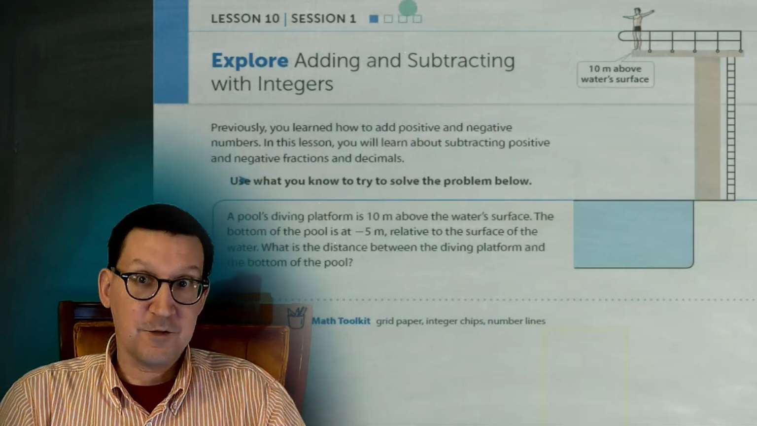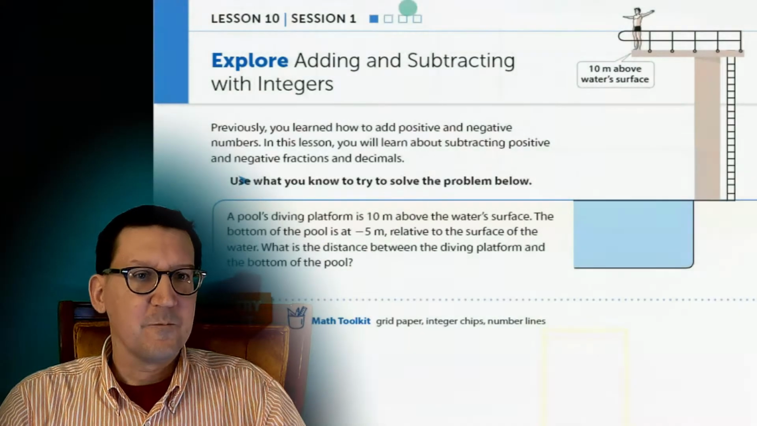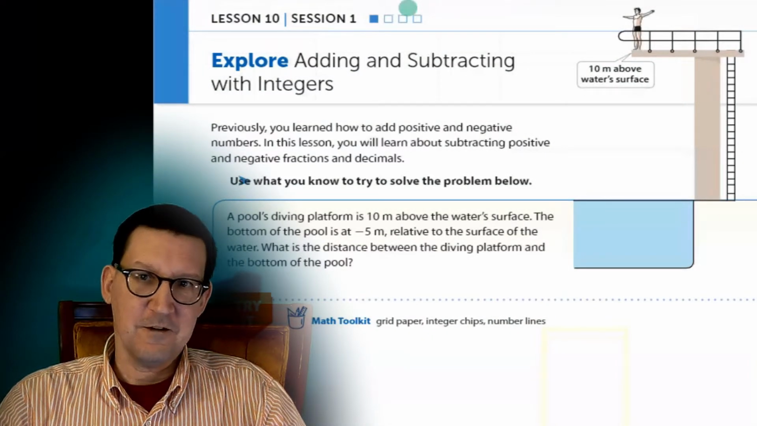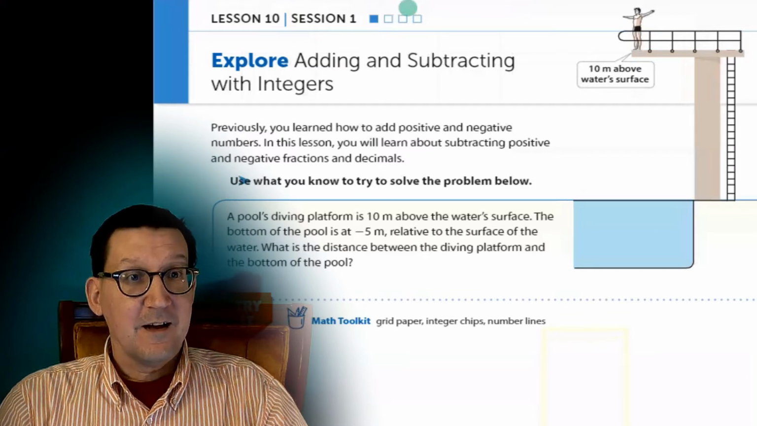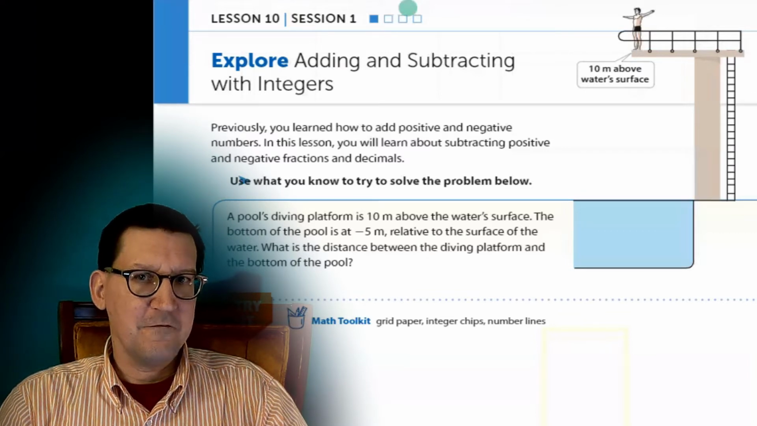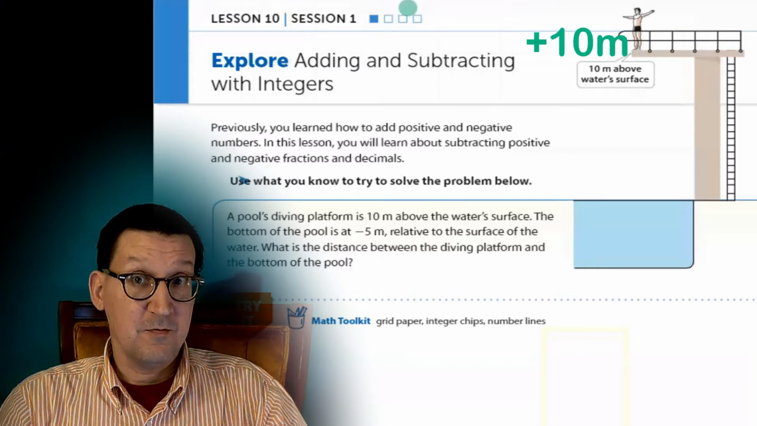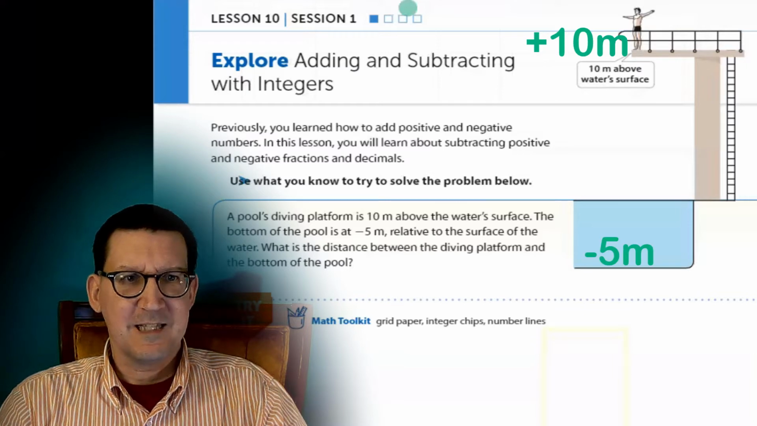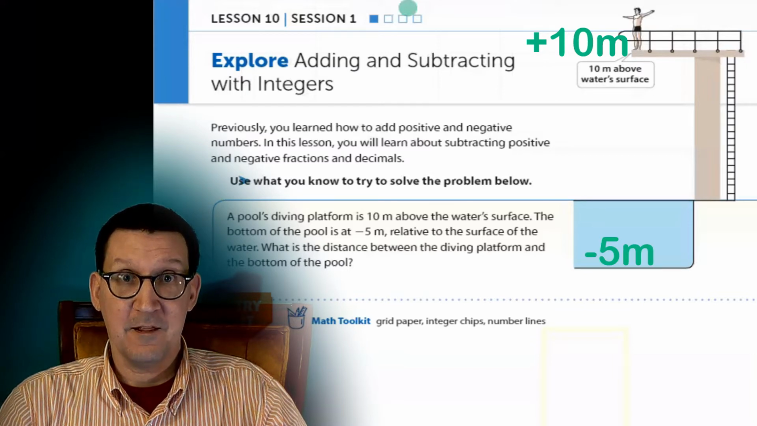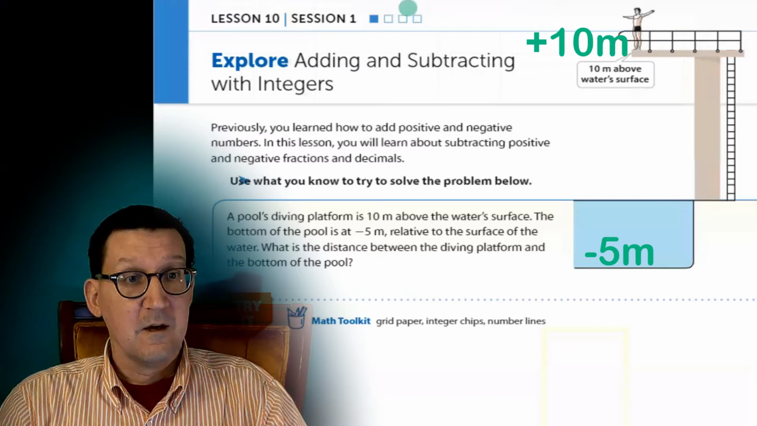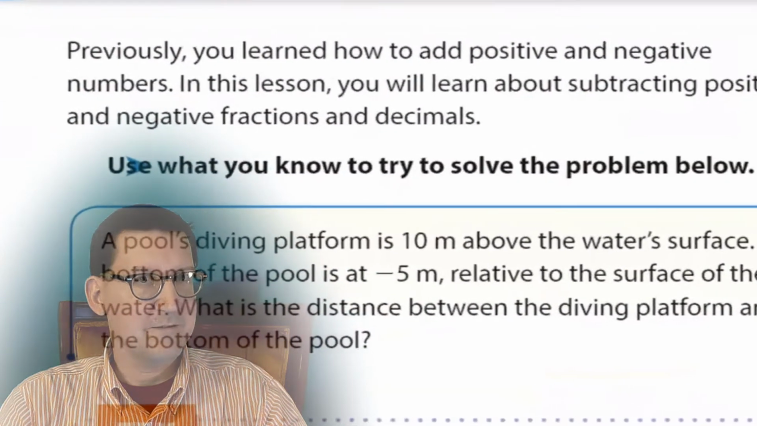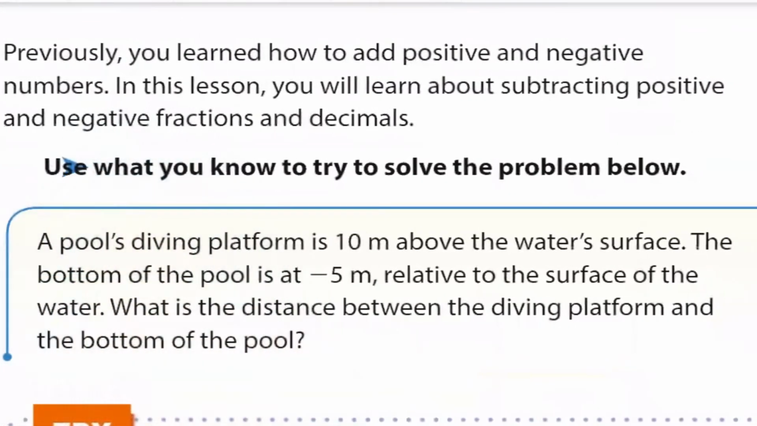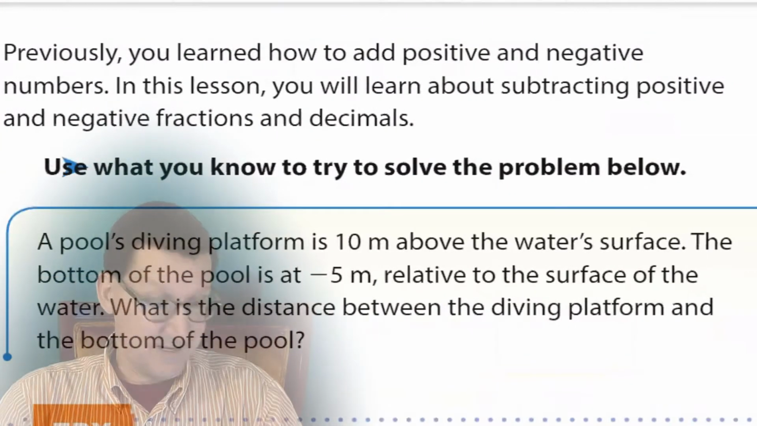So, our first problem, about a diving platform. Now we're dealing with integers here, so this should be review from last week. This should be easy peasy, right? The pool's diving platform is 10 meters above the water surface. The bottom of the pool is at negative 5 meters relative to the surface of the water. So what's the distance between the diving platform and the bottom of the pool? Give that a couple seconds, think about it, work it out, see what you come up with, and I'll be right back. All right, welcome back.